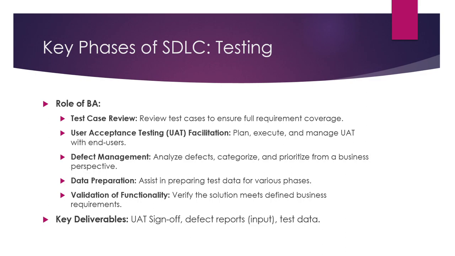Okay, for user acceptance testing, UAT facilitation: plan, execute and monitor UAT with end users. The business analyst should plan the user acceptance testing, execute the user acceptance test, manage the UAT and the end users, and give the UAT document to the end user for review, to check that the functionalities work correctly. Then defect management: analyze the defects, categorize and prioritize them from the business perspective.